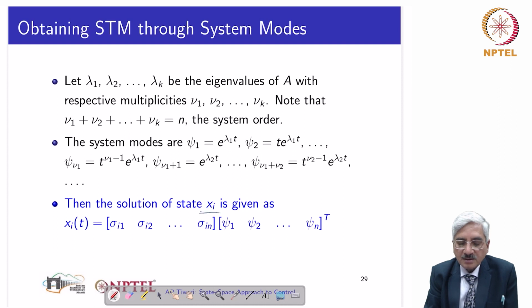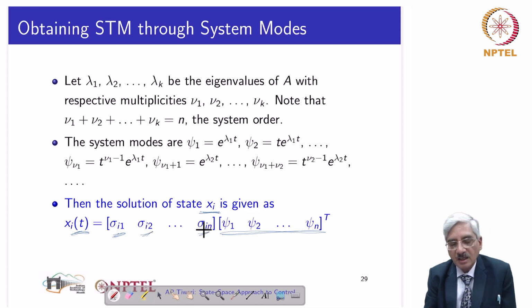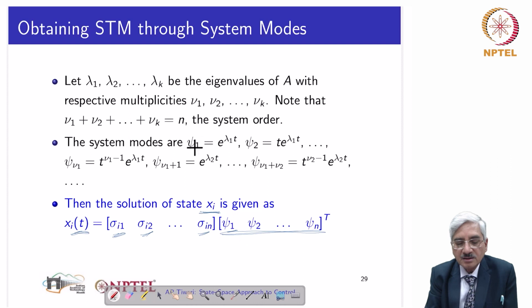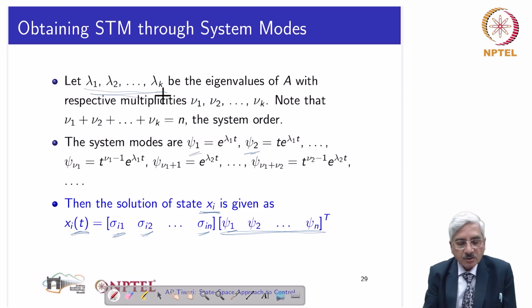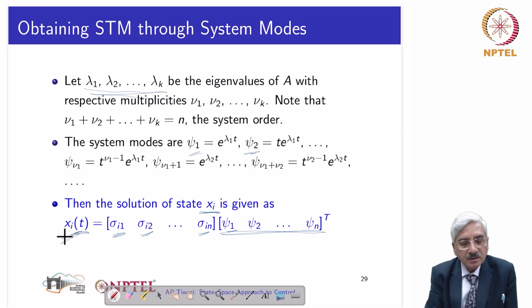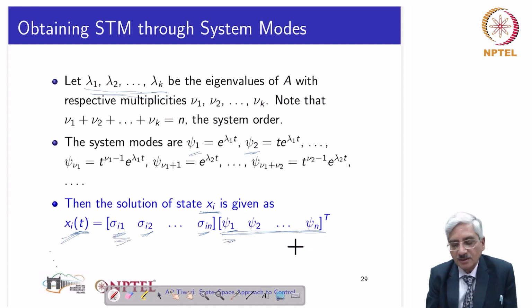So the ith state can be given as these modes weighted by these weighting coefficients sigma i1, sigma i2, up to sigma in. And these modes are psi 1, psi 2, etc., which we built from lambda 1, lambda 2, etc. In this manner we obtain x1, x2, up to xn, all being the respective weighting coefficients times these modes psi 1, psi 2, etc.